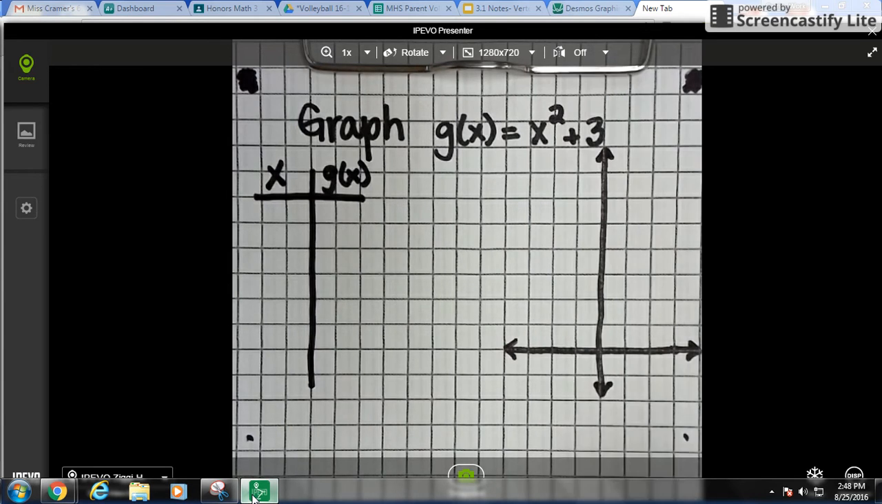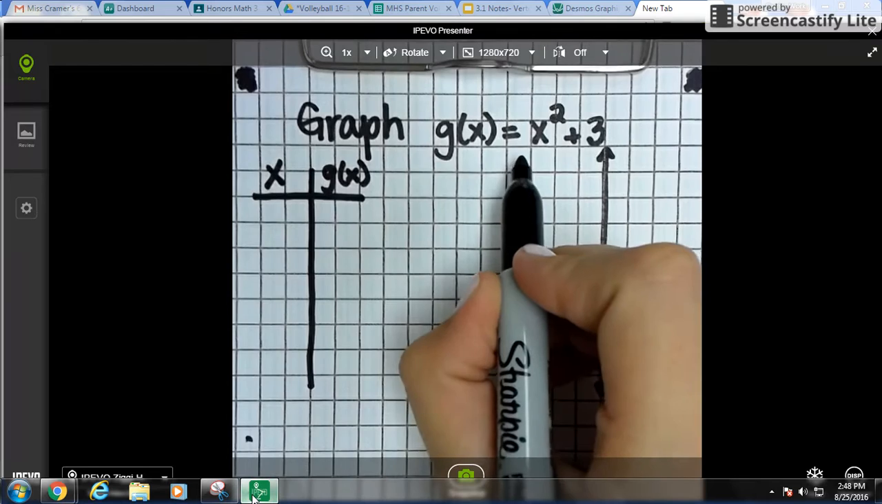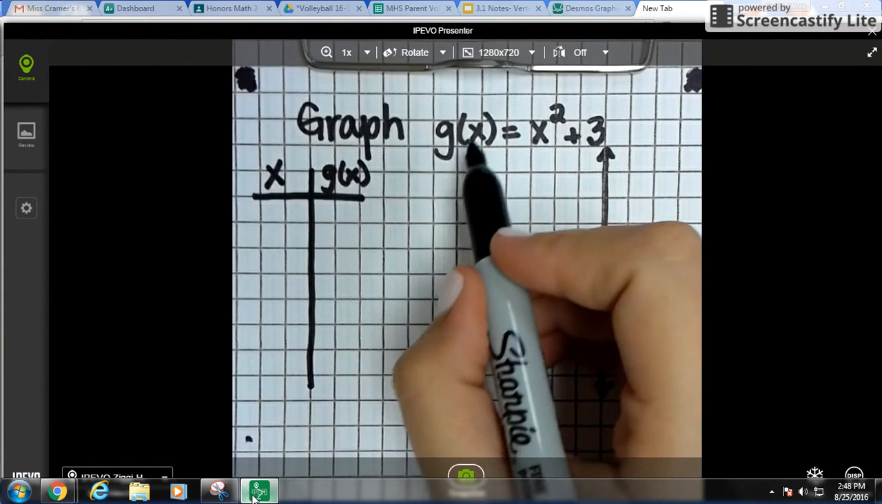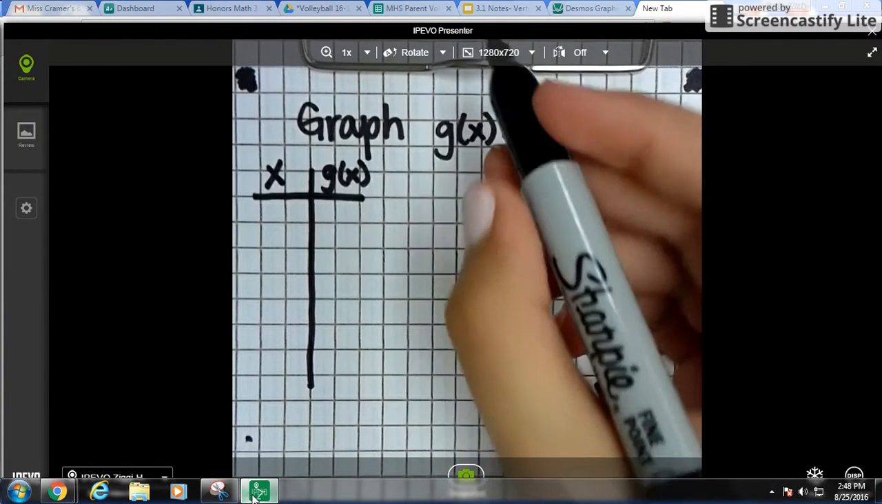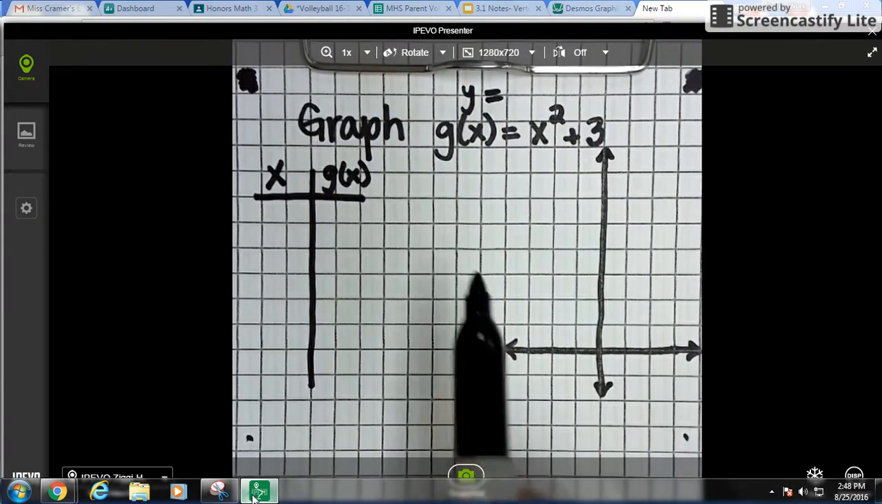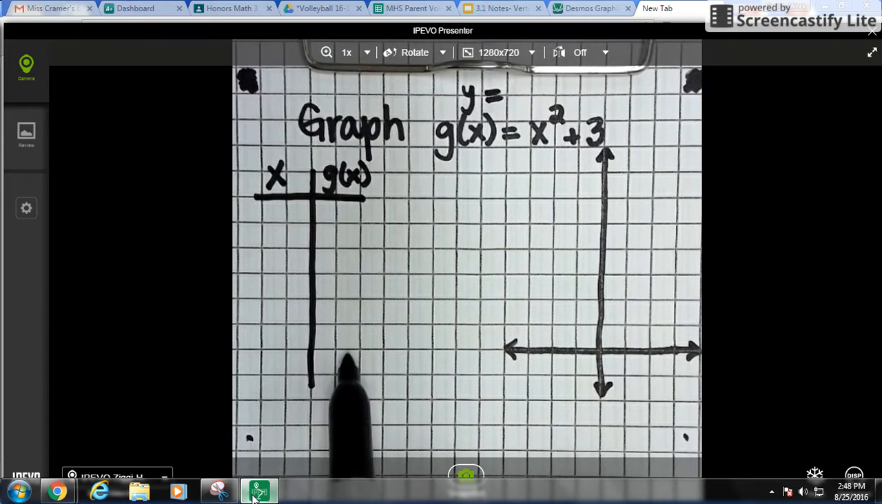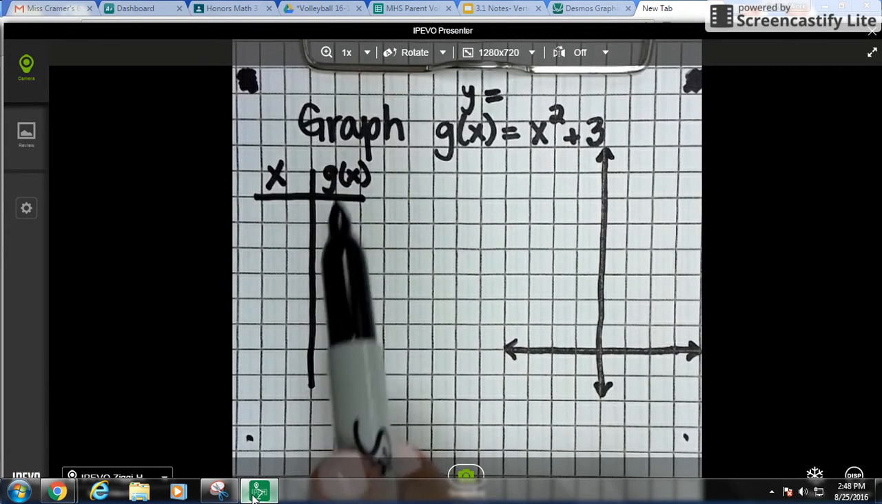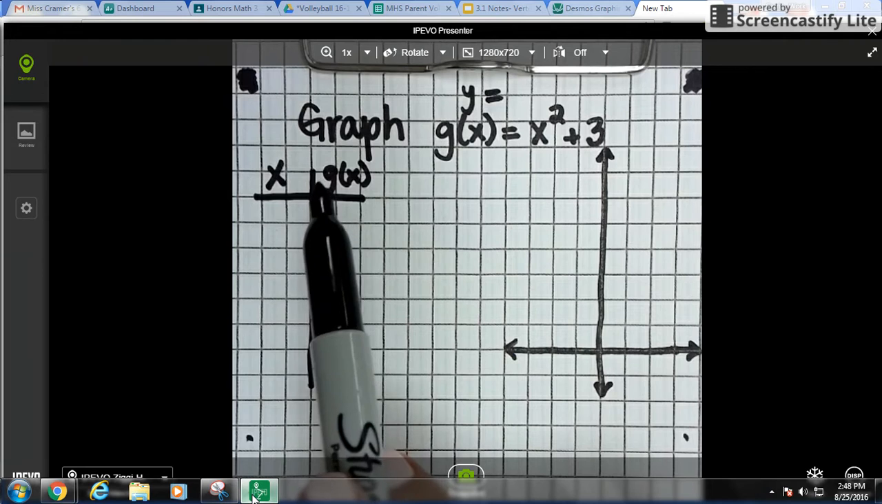Alright, so we are going to graph g of x equals x squared plus 3. This is function notation. It's basically the same thing as saying y equals x squared plus 3. So here's our input-output table. Our input is our x's, our output are our y's, or g of x.